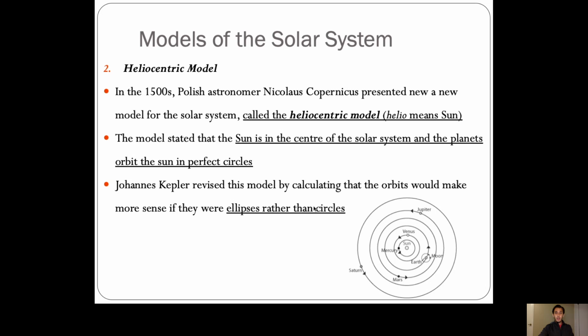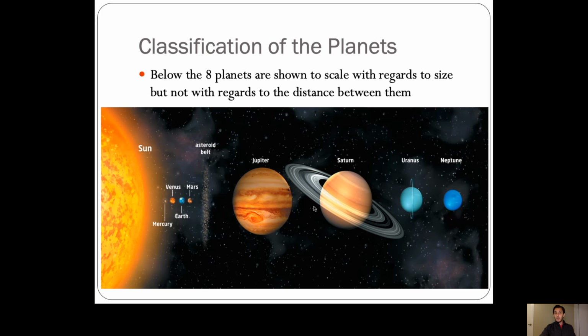Okay. Now, classification of the planets. In this picture, you will see 8 planets: Mercury, Venus, Earth, Mars, and then in between them, follow my cursor here, there's an asteroid belt. And then we have the last 4 planets: Jupiter, Saturn, Uranus, and Neptune. Okay. Now this diagram shows the planet size to scale. So in other words, Jupiter is that much bigger than Earth. It is to scale. And then there's the sun, and so you can sort of compare how much bigger the sun is than each of these planets and how much bigger the planets are than each other.